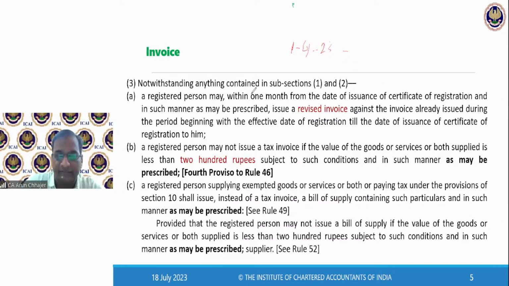So that's fine. Now a registered person may not issue the tax invoice if the value of the goods or services or both supplied is less than 200, subject to such condition and restriction in such manner as may be prescribed.